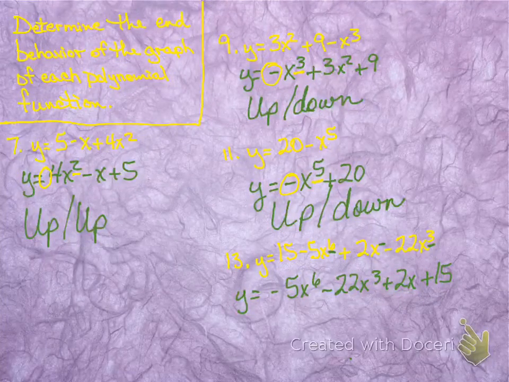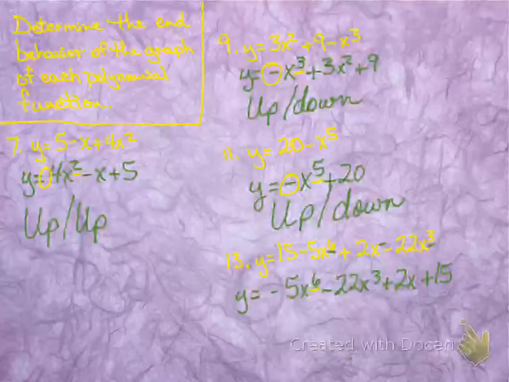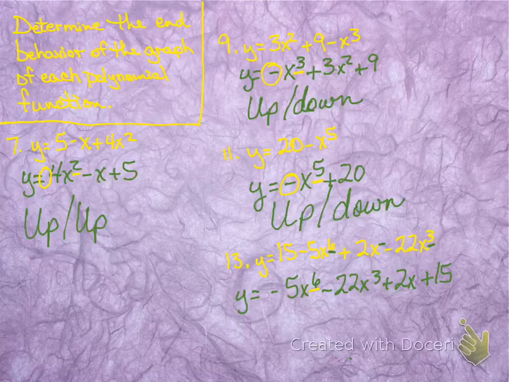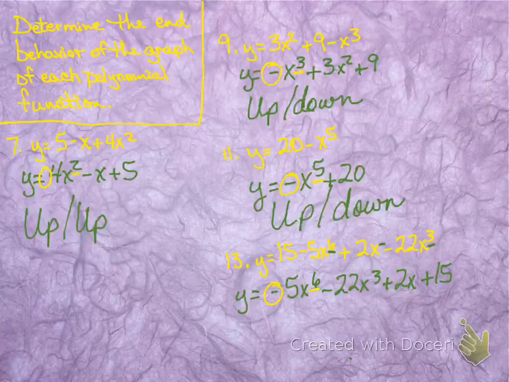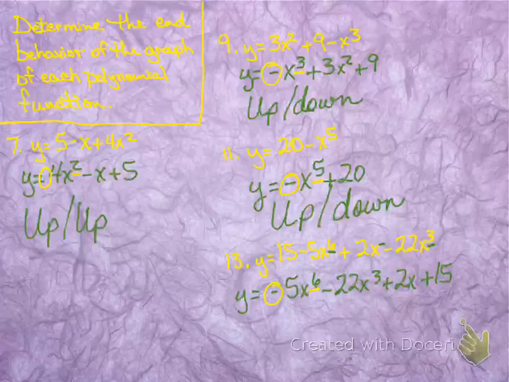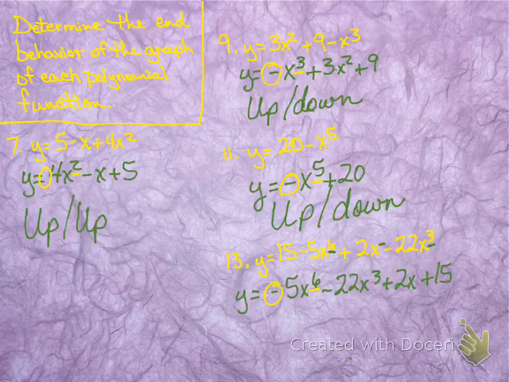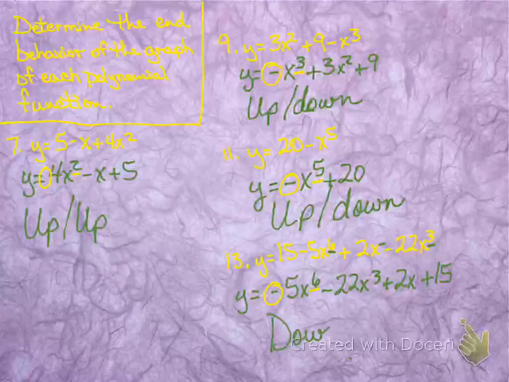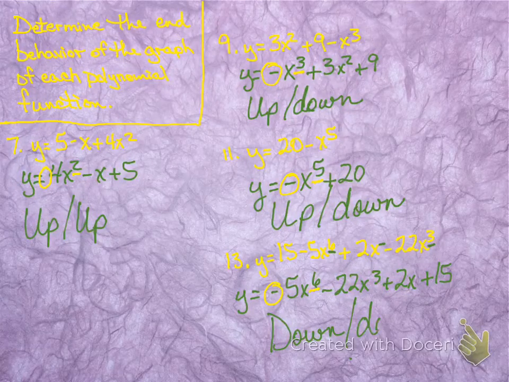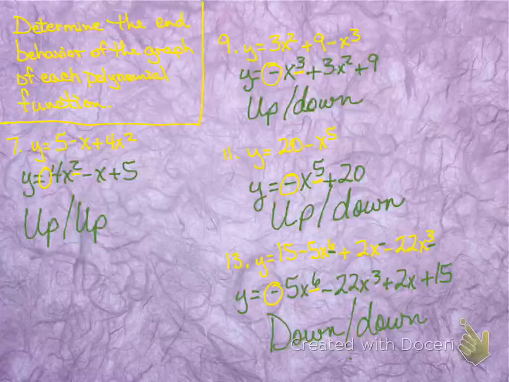We have a 6, that is even, that means they are in the same direction. We have a negative, so it starts down, and therefore it will end down. So here we have down, down end behaviors.